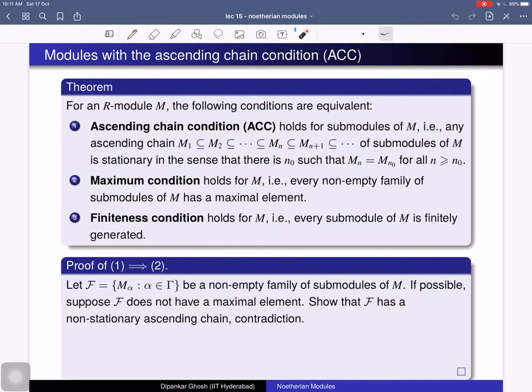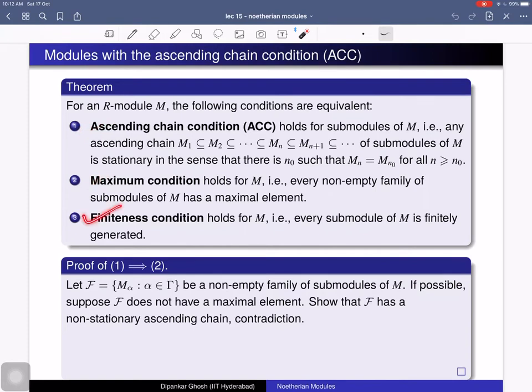And the second statement is saying that module M satisfies the maximum condition. And what is that? By maximum condition we mean that every non-empty family of submodules of M has a maximal element. So in general, for an arbitrary module M, this condition may not hold. If you consider a non-empty family of submodules, it may not have a maximal element. But if we have this condition, then we will prove that we have all these three conditions.